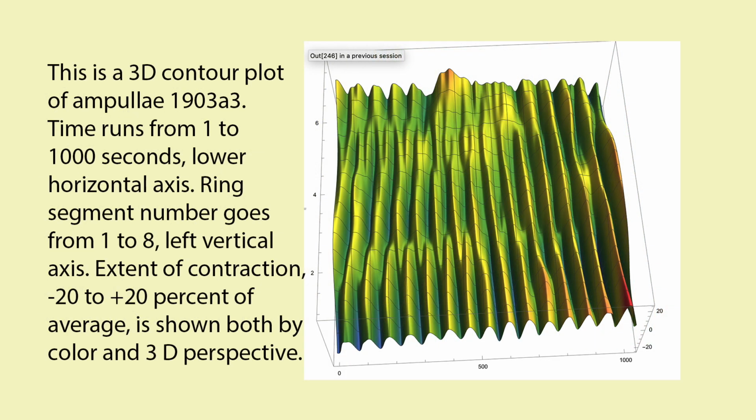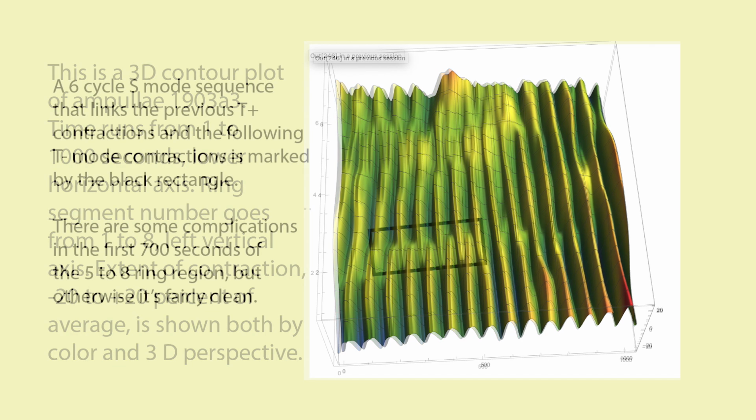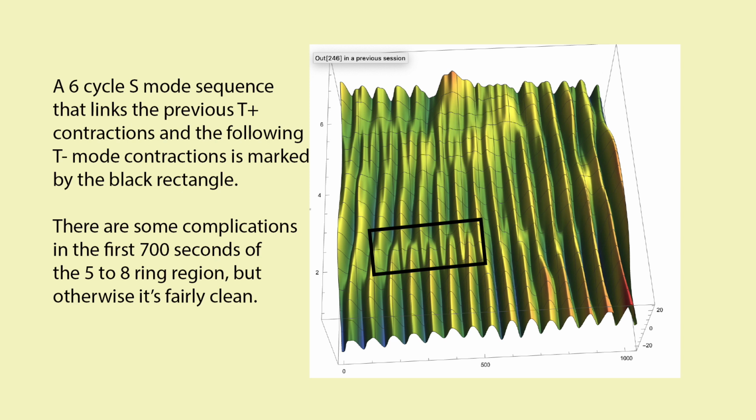Now we see the same data, but in a 3D contour plot. The same plot as before, but I have drawn a rectangle around the region where the ridges of the lower and upper segments interdigitate.